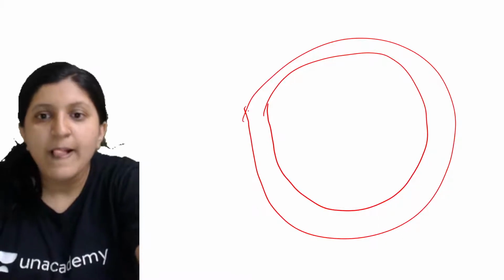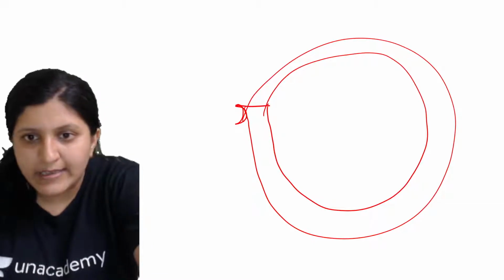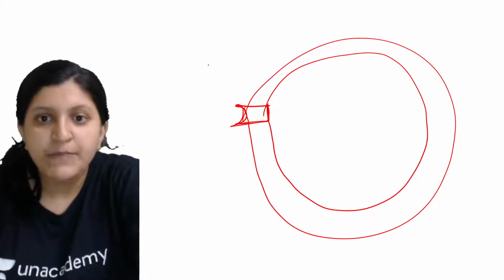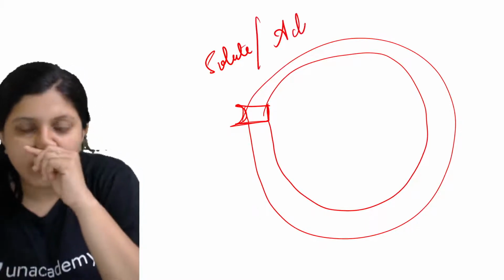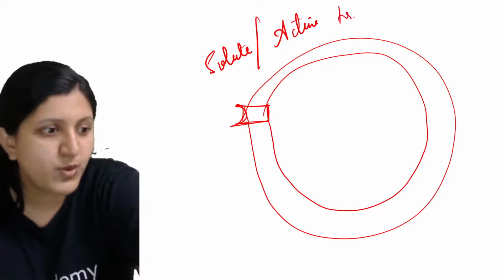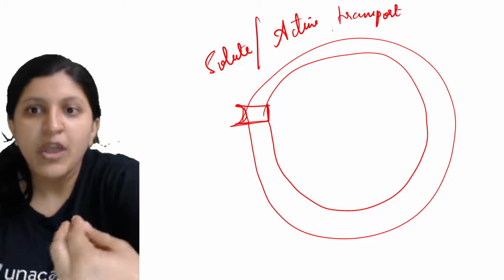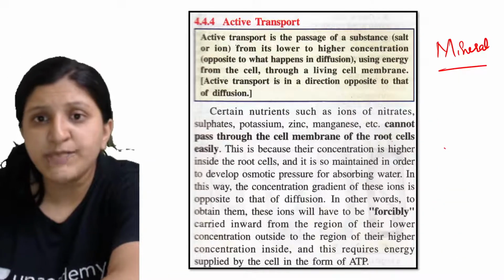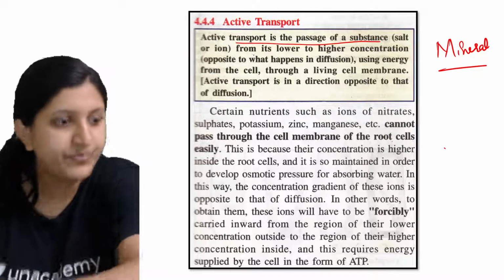Now let's see. There is a protein over here, which is just like this. So this protein structure is like this. If a solute has to be taken, this is with respect to active transport. There is a transport that has to occur from low concentration. You can see this definition: active transport is passage of a substance, that is a solute.